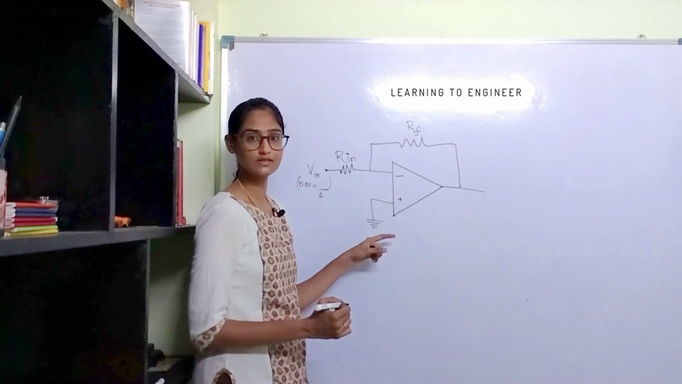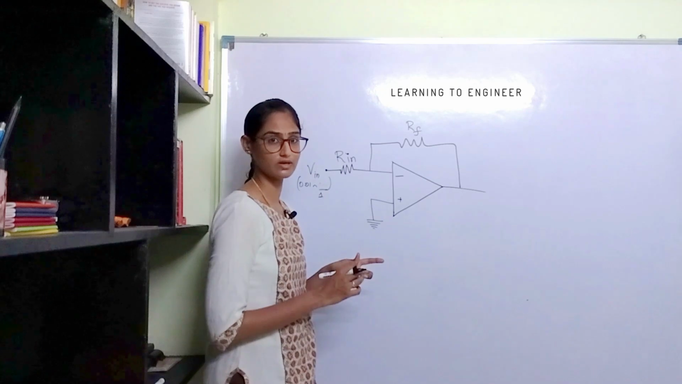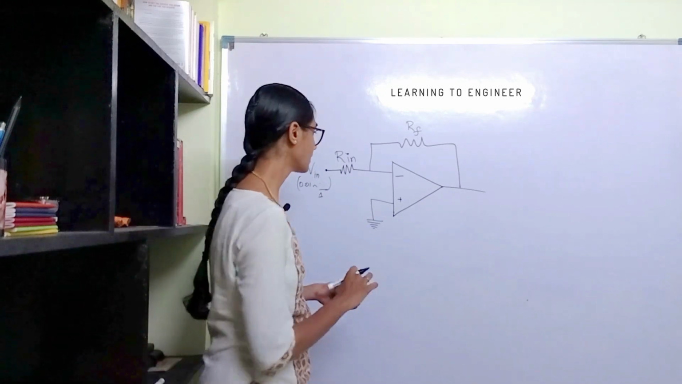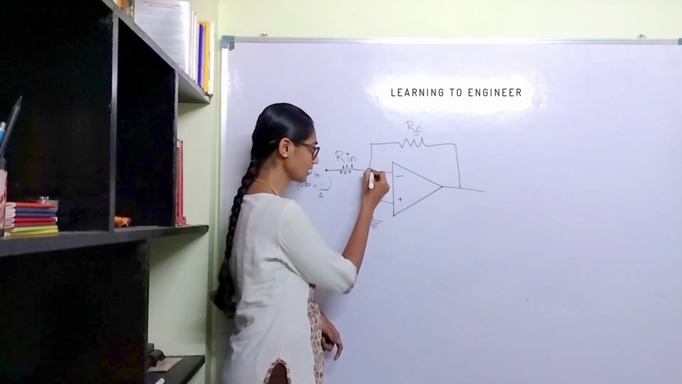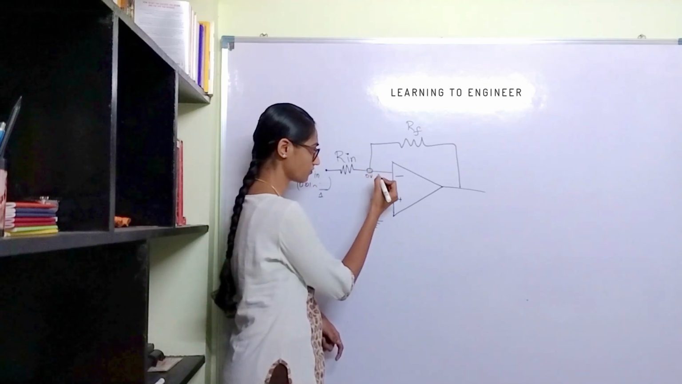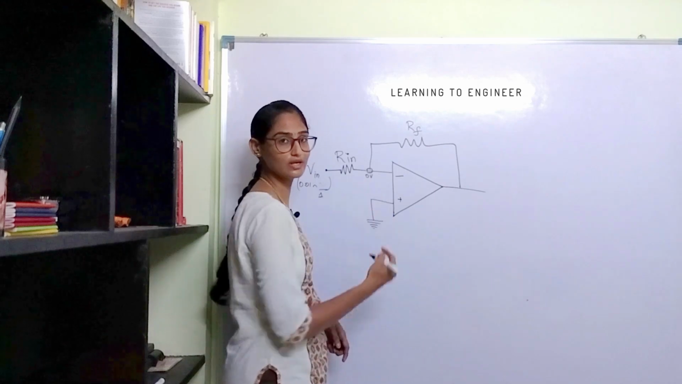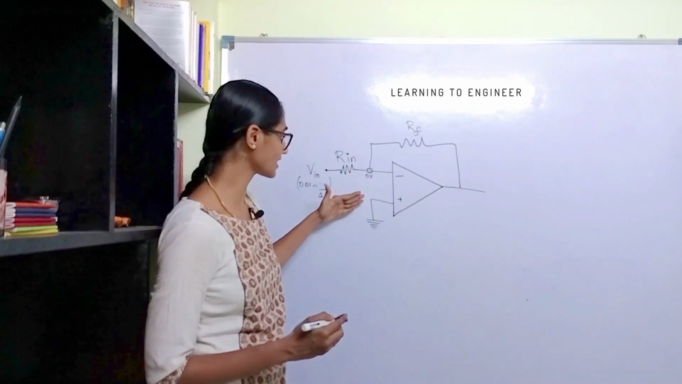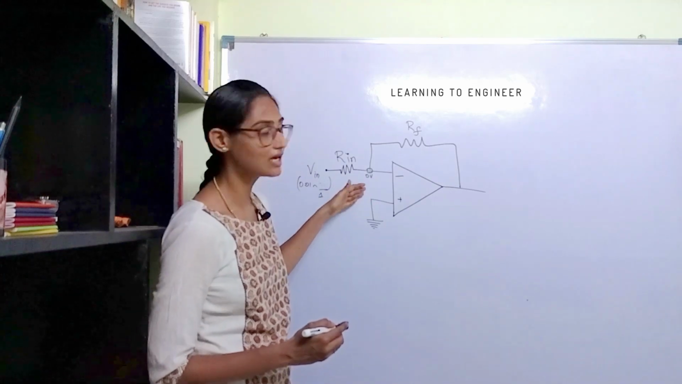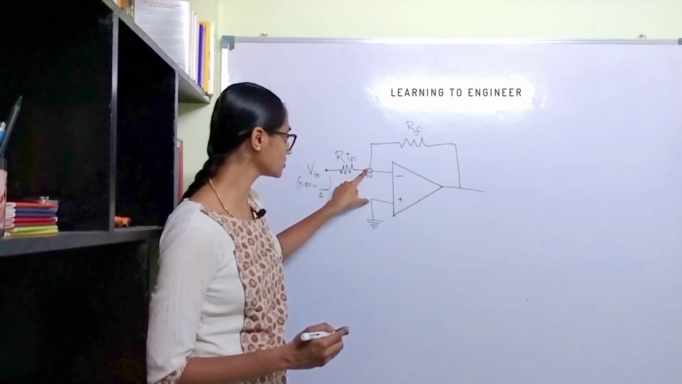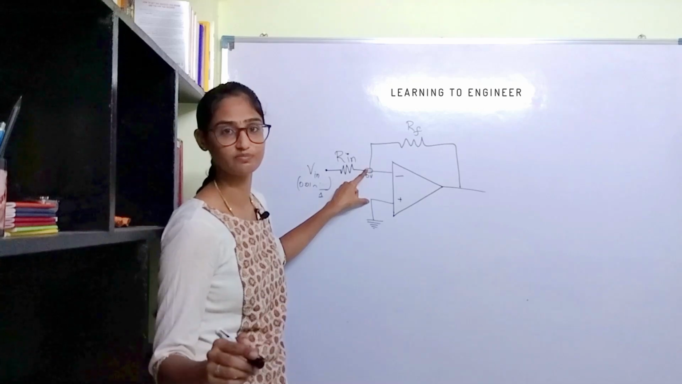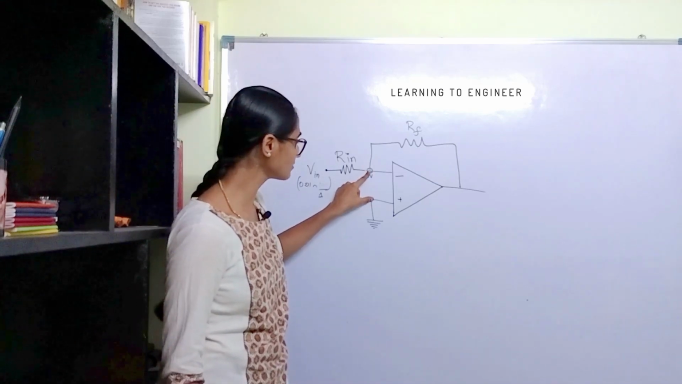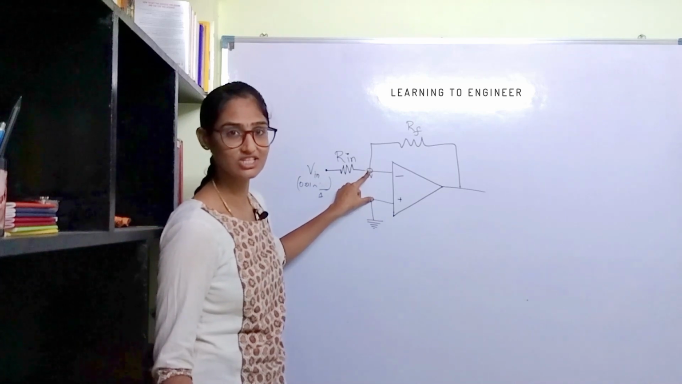The positive terminal is directly grounded. This is a real ground because we are grounding this terminal, whereas this terminal is at 0 volt and we call this a virtual ground. This is because the negative terminal will be tracking the input at the positive terminal, and hence both these voltages will be at the same level at all times. Be it an ideal op-amp or a practical op-amp, both these terminals are designed to track each other.